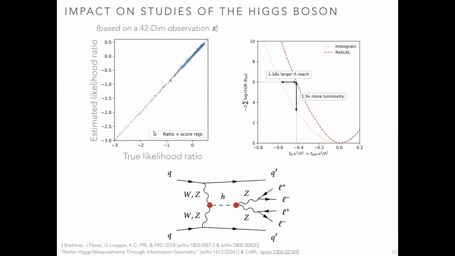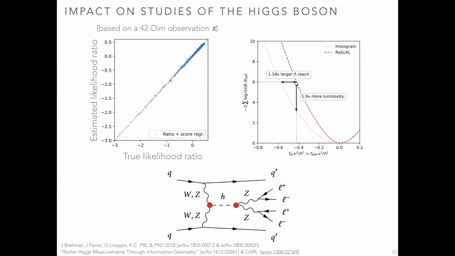What we see is that we can approximate, this is the estimated likelihood ratio versus the true likelihood ratio, and we can estimate the likelihood ratio very accurately. Then this is the log likelihood as a function of the parameters we're trying to measure. 0 would be, say, the standard model. What we want to see is this log likelihood curve get as narrow as possible. And compared to traditional techniques, it's like adding 90% more data at the Large Hadron Collider.